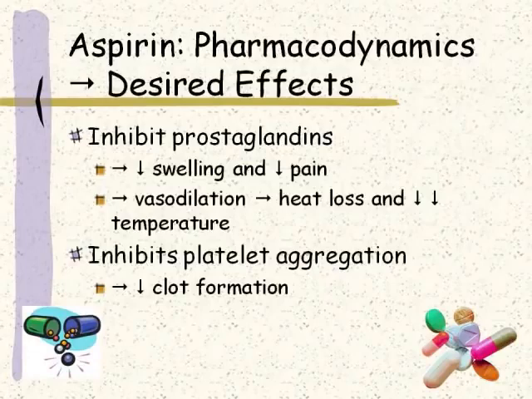Remember, pharmacodynamics are closely tied to desired effects. Aspirin will cause inhibited prostaglandins, which is then going to lead to decreased swelling and pain. This inhibition of prostaglandins is also going to lead to vasodilation. Remember, somebody has a fever, they look red? Well, that's superficial vasodilation, and it leads to heat loss, and therefore will bring down the person's temperature. Aspirin also inhibits platelet aggregation, which means they have less clot formation.